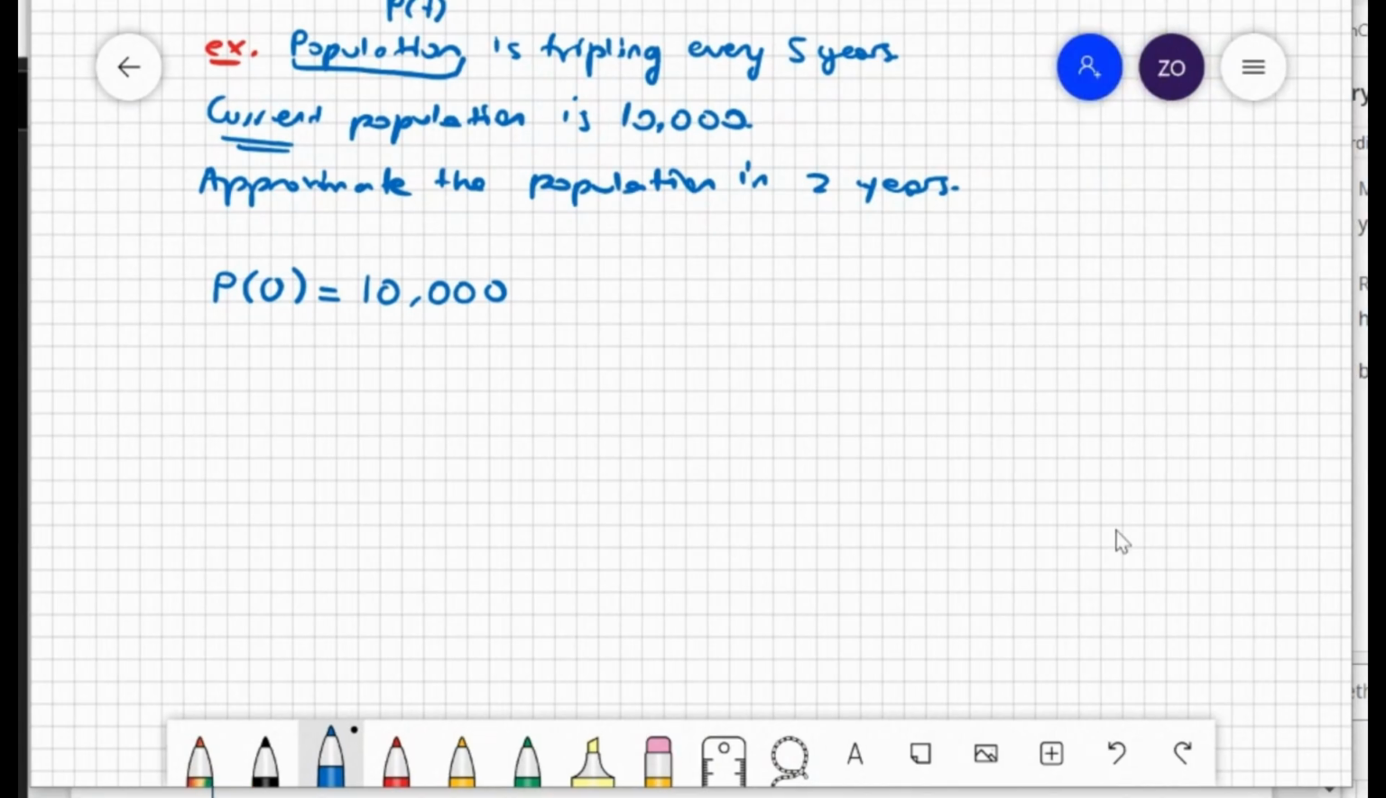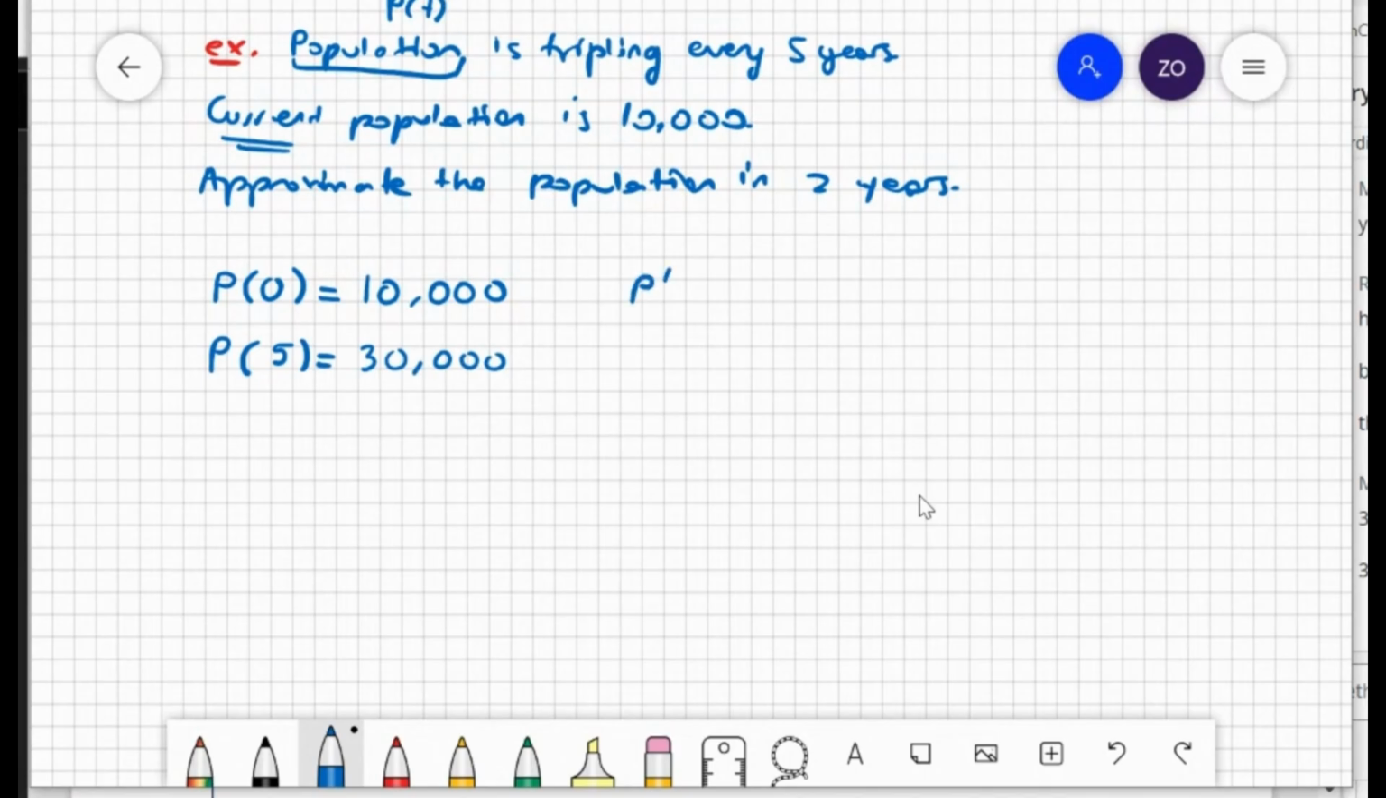This is the beginning value, the initial value. So the current means we take time equals 0. In 5 years, because it is tripling, what do you expect the population to be in 5 years? It has to be 30,000. So the population will be 30,000 in 5 years.